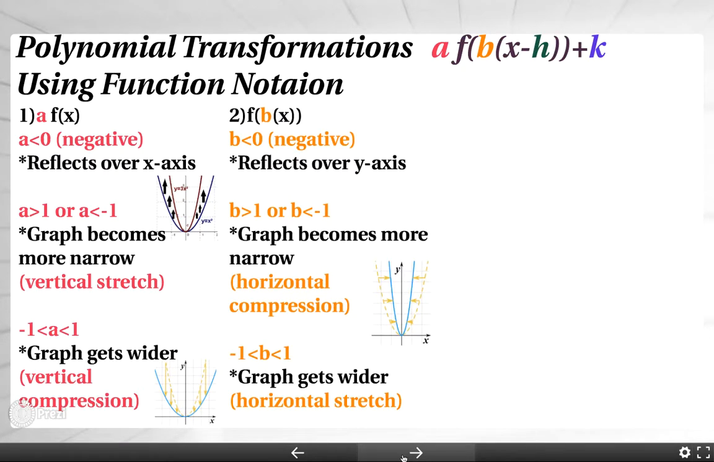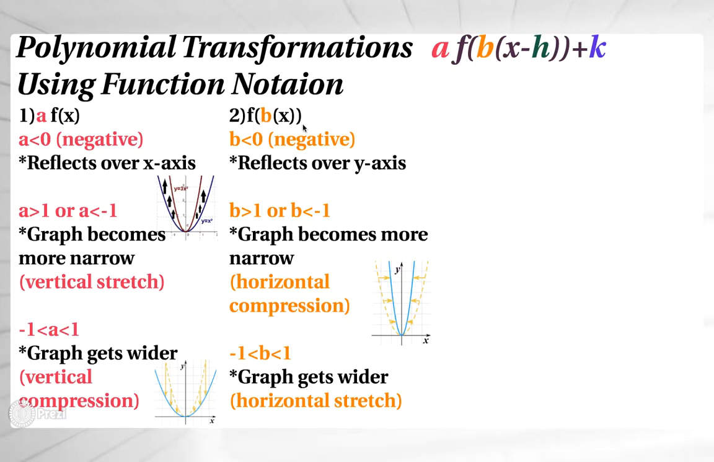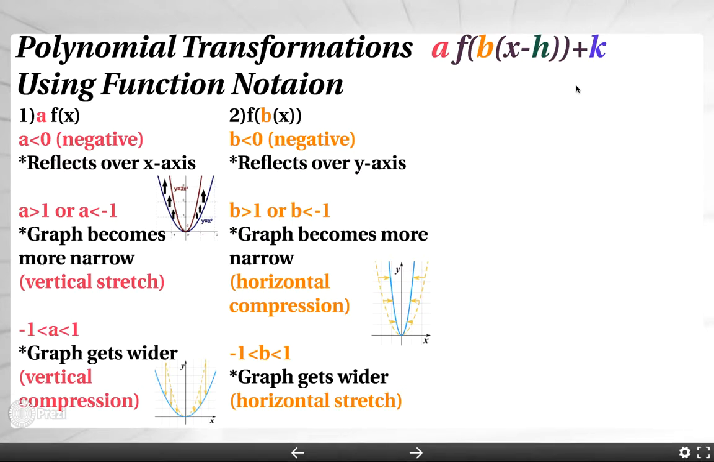The B value is the opposite. First of all, the B value is the number inside of your parenthesis. It must be in a parenthesis, and second of all, it is multiplying your X value. Be careful. The H is also in a parenthesis, but it's added or subtracted to the X. And I think I forgot to mention, you guys, the A value is in front of your F. See, it's A then F. So if you see a number in front of the F, that is the A value.